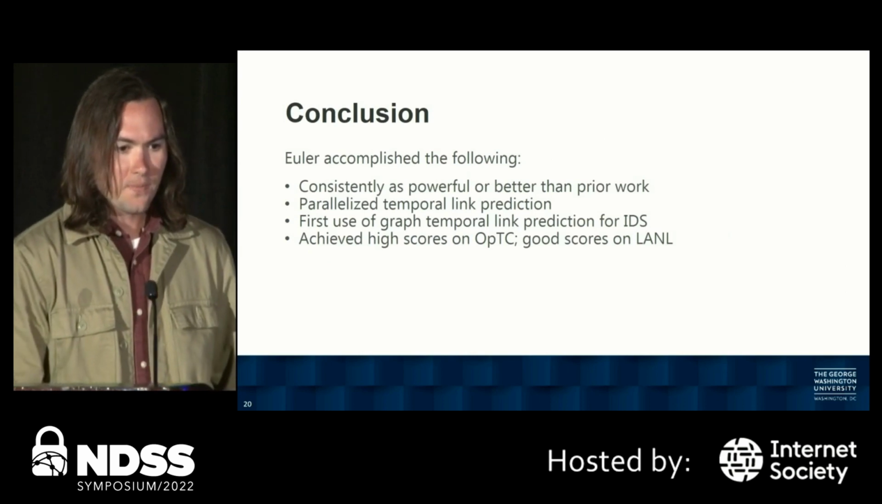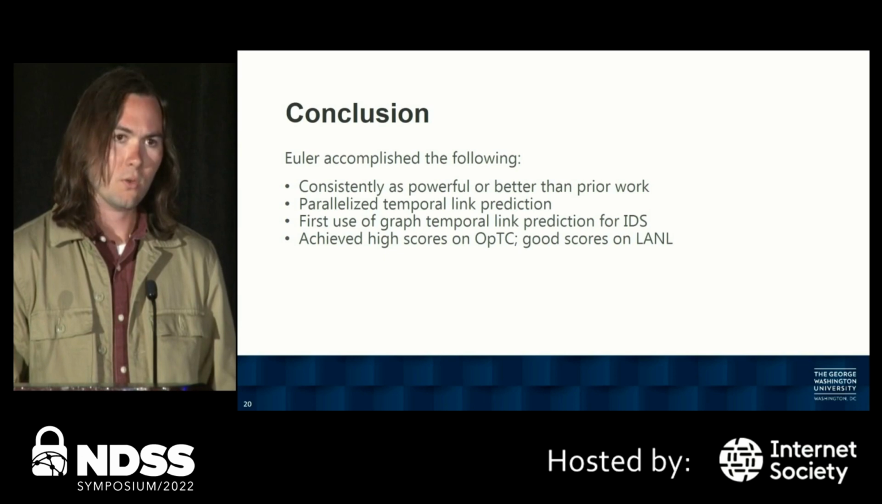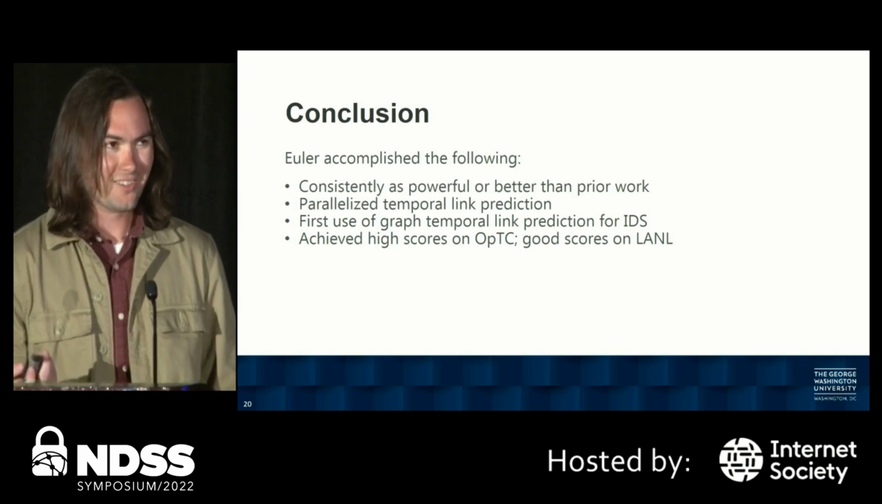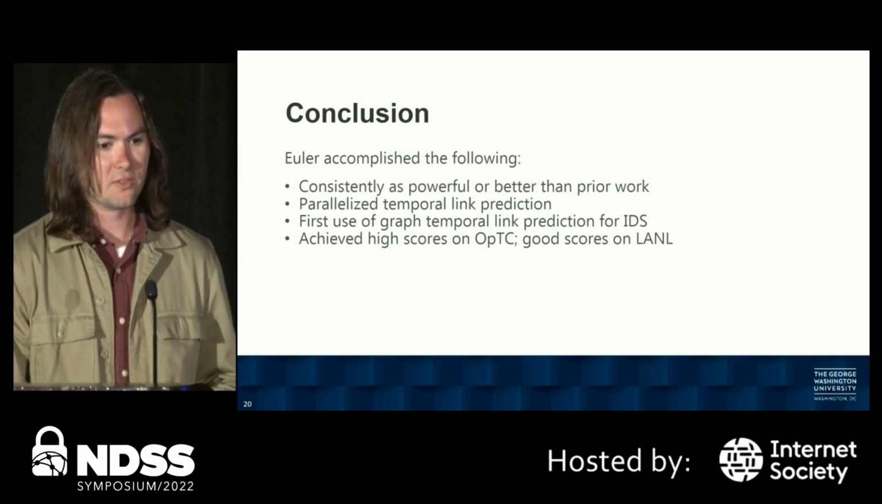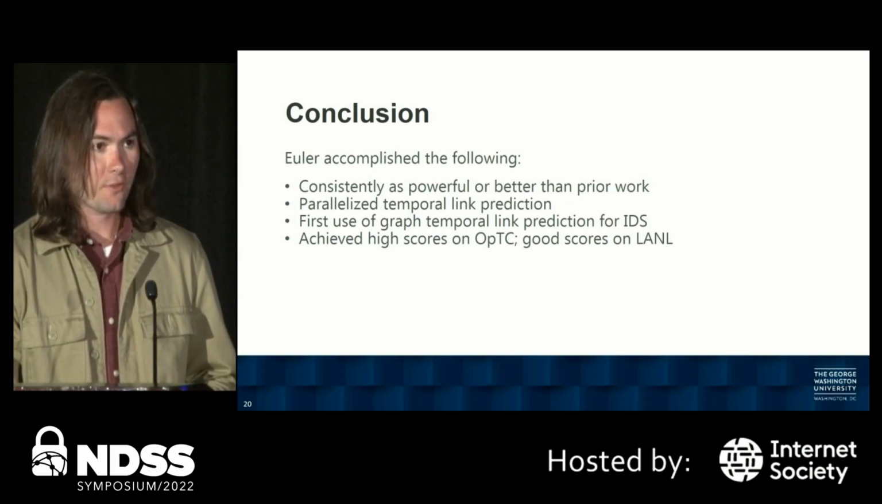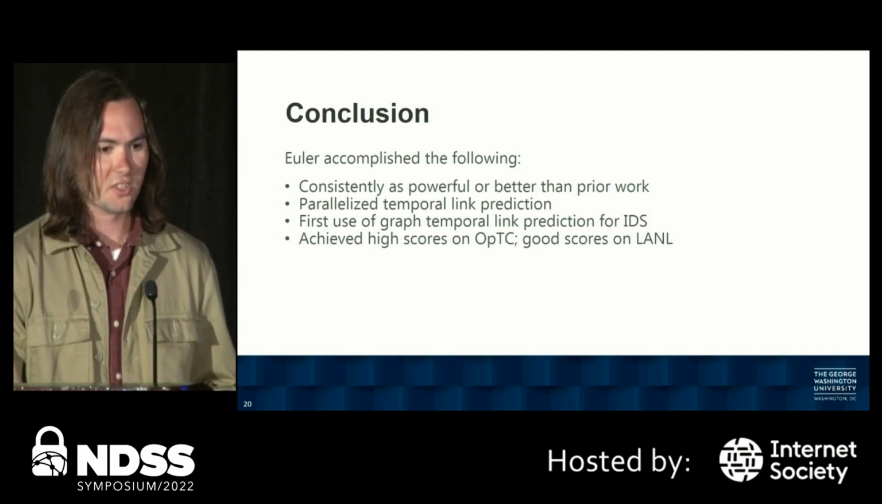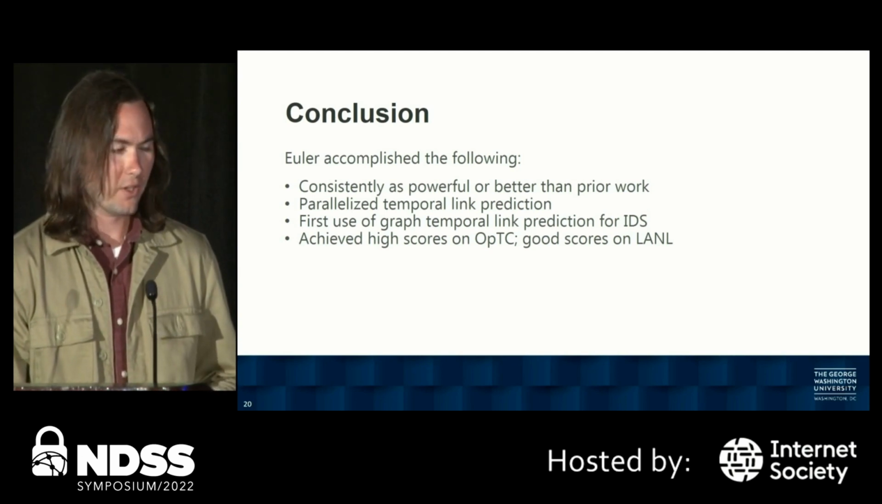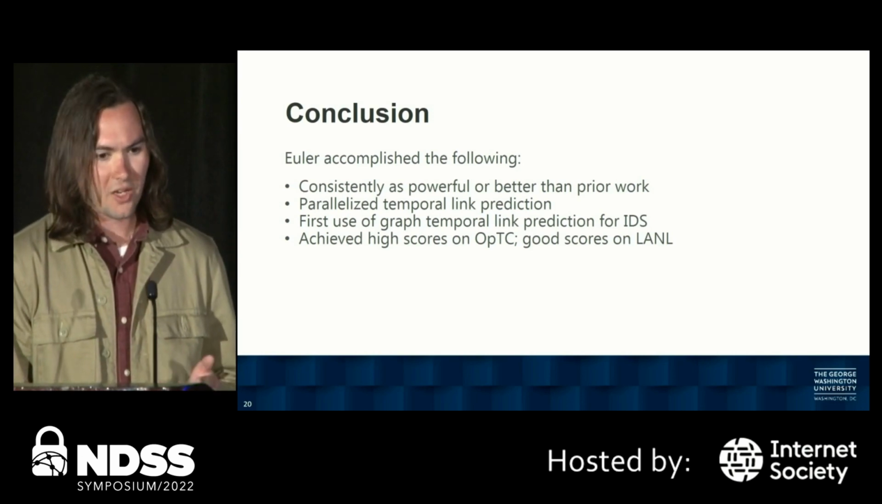So in conclusion, Euler accomplished the following. It was consistently as powerful or better than prior work. It parallelized temporal link prediction. It's the first use, as far as we know, of graph temporal link prediction for an intrusion detection system. And it achieved very good scores on the transparent computing data set and better scores than the prior work on Lateral.